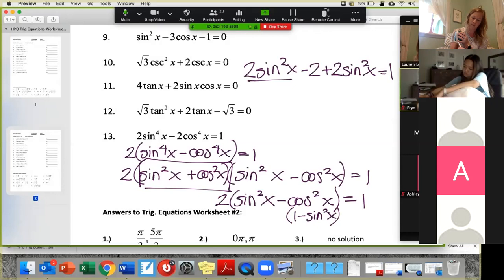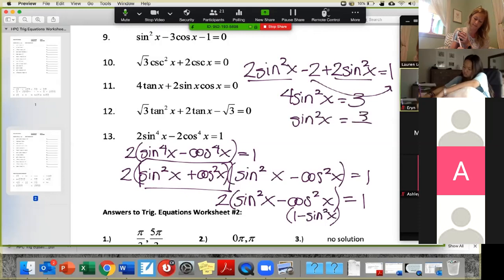Now when I have it that way, that's just going to give me a 4 sine squared. So I think I can solve this with square roots. Moving the 2 to the other side gives me 3. Divide both sides by 4 and square root both sides.